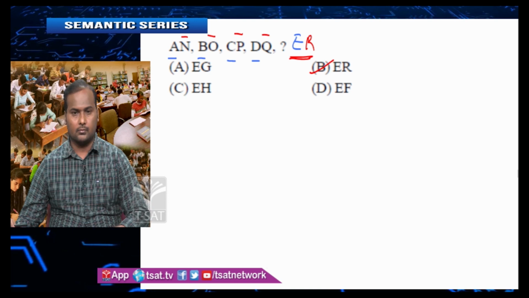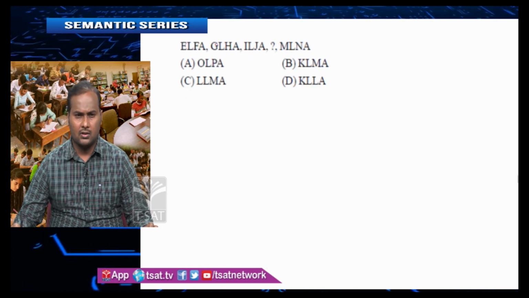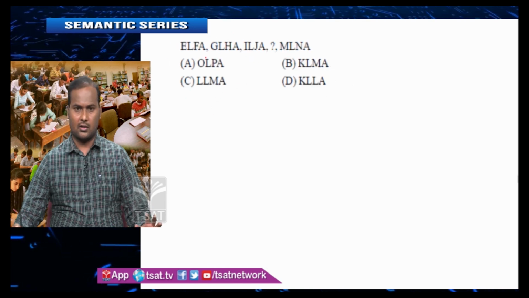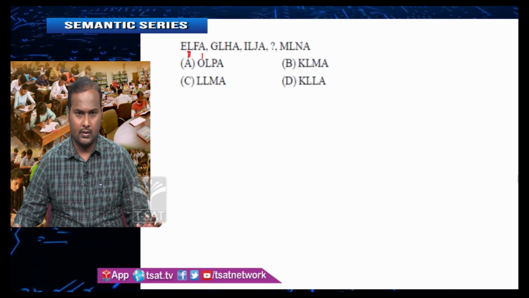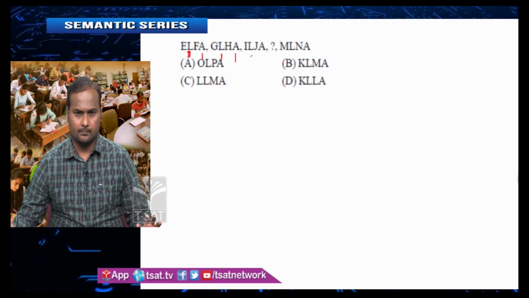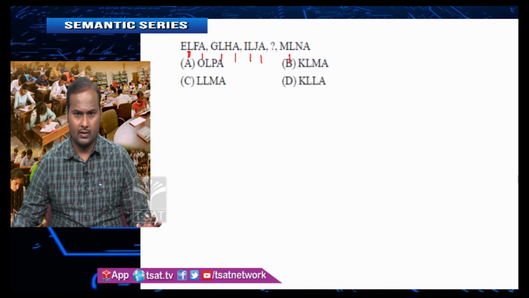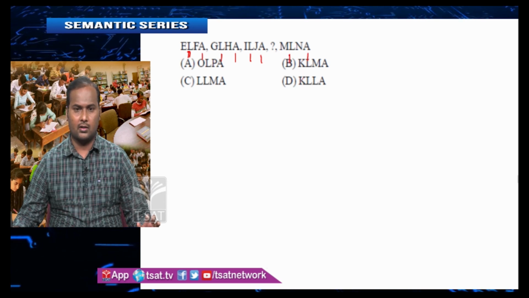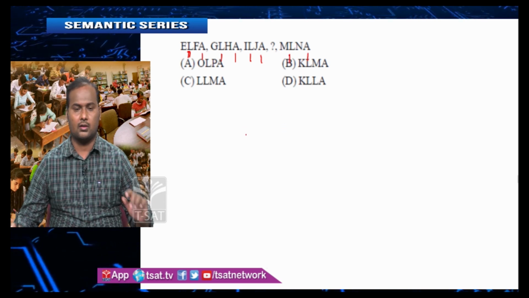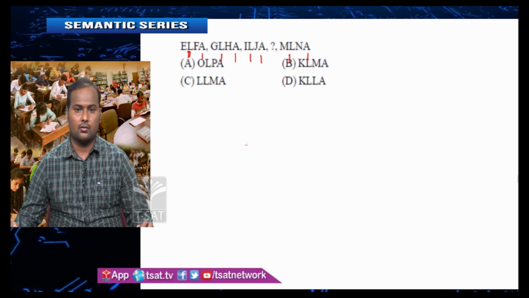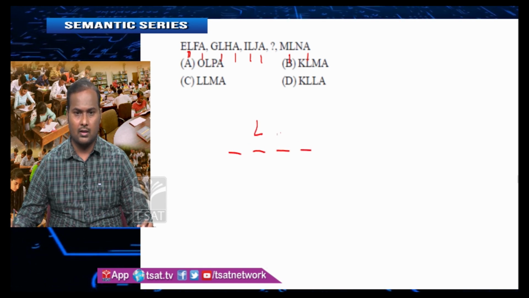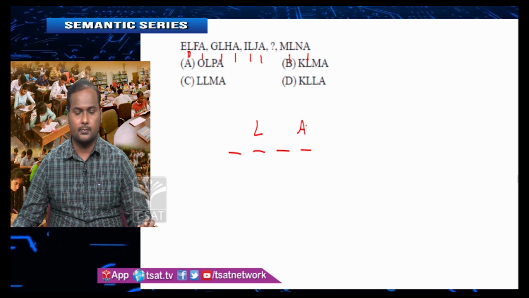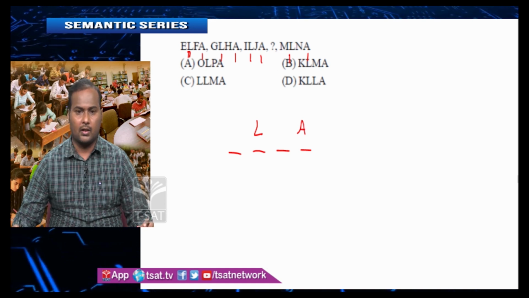That is the pattern. See, in this question there are two letters that are constant, that is L, A, L, A, L, A. Obviously I know that these positions are constant in all the series. So out of these 4 positions, that is 1, 2, 3, 4, L and A are constant. Now I need to check the remaining ones.